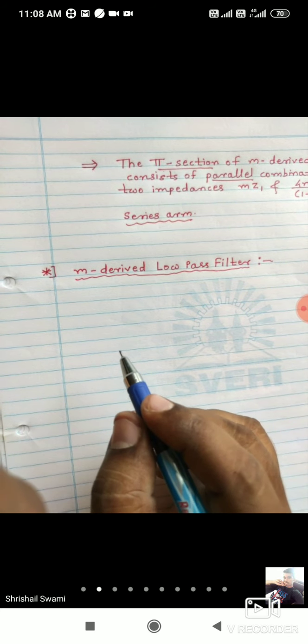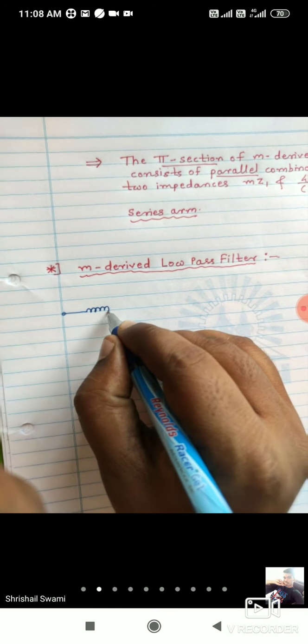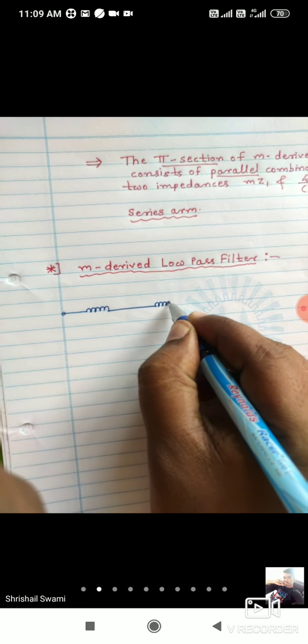First of all, I will draw the diagram so that you can understand easily what the modification will be. So, the m-derived low pass filter T section I will draw. The low pass filter consists of an inductor in series and a capacitor in parallel, which we already know from the constant K type. So the inductor you can keep in the series arm as it is in the T section.